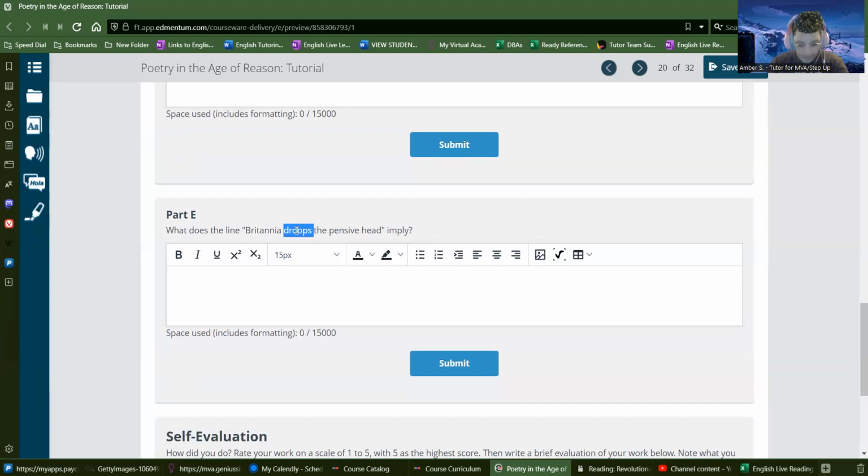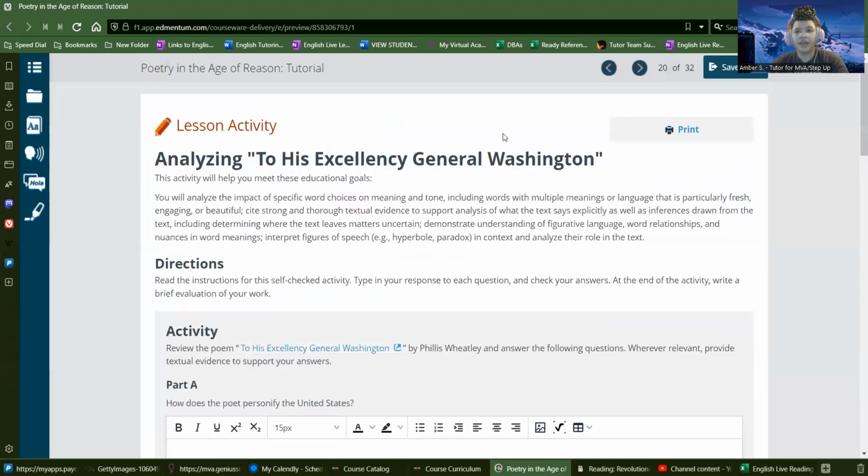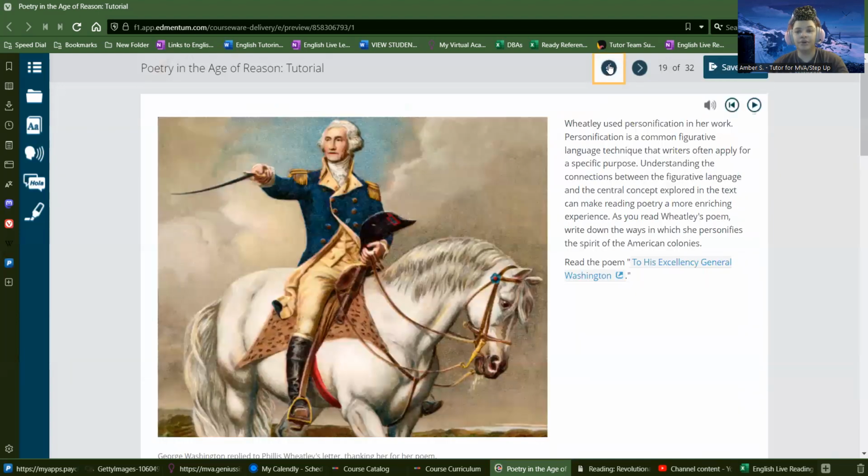Droops means to drop down, right? The pensive head. So pensive means thoughtful or deeply contemplative. You're spending time thinking about things deeply. So that's that line: Britannia droops the pensive head. So you're going to look for this in the poem while we're going over it. And it wants to know what the implication of this line is. So if you read in between the lines, what does this say maybe about Britain or about the revolution? These are the things that we're looking out for in the poem.